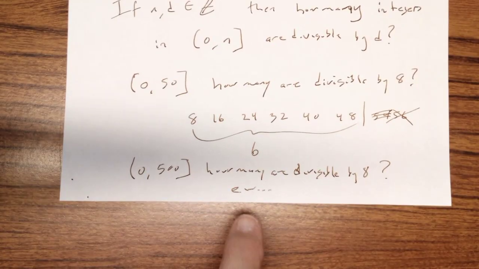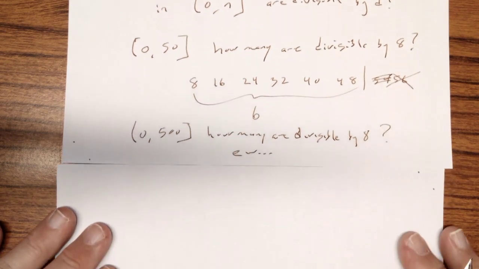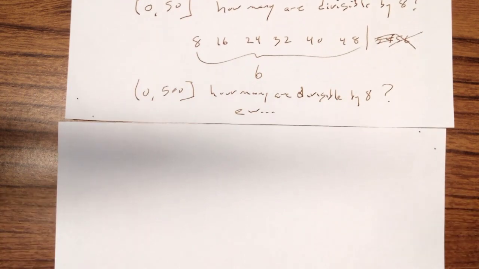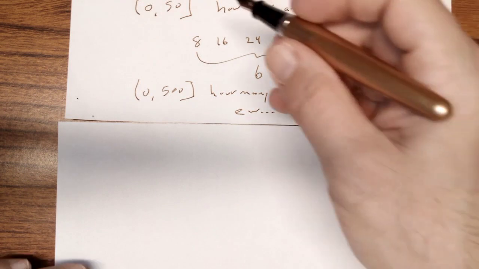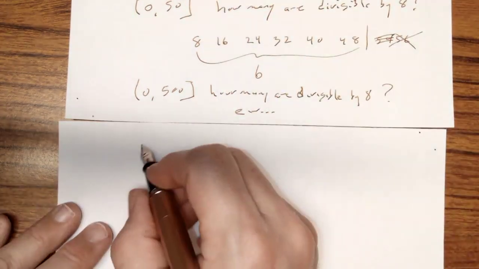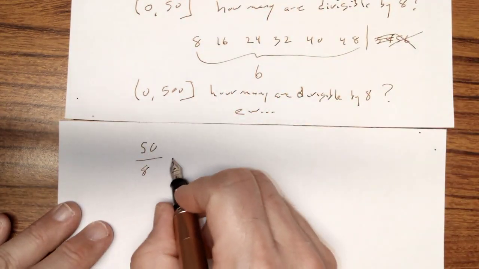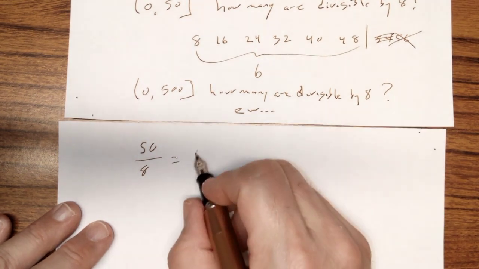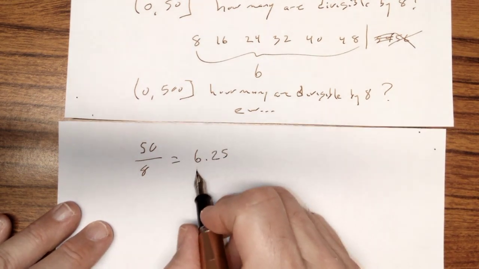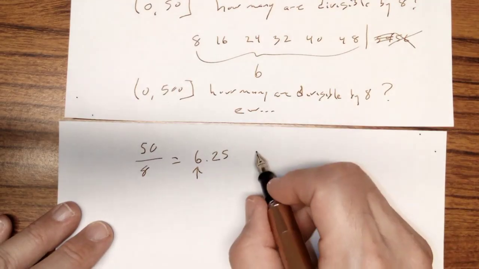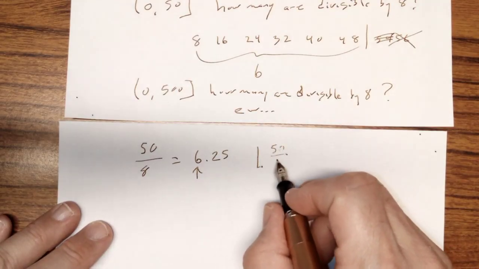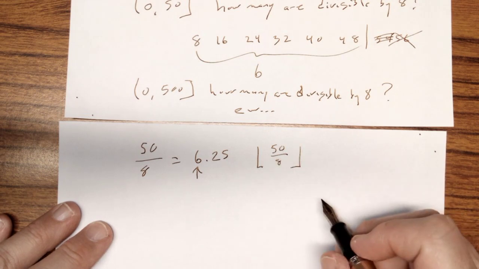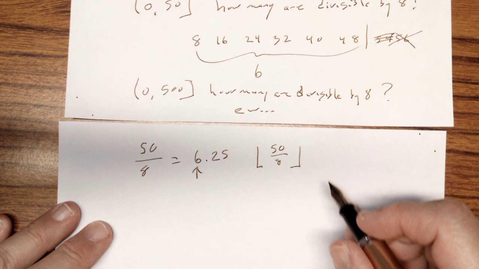So how can I answer this question without actually just going ahead and listing them all? Well, at this point, I'd ask you for your ideas. Pause the video, think about it for a second. I'm going to divide. If I take 50 and divide by 8, what do I get? I get 6 1/4. Hey, wait a minute, there's my 6. So if I round it down, there's my floor function. Chapter 2, section 4, that was our function. Floor, round it down.